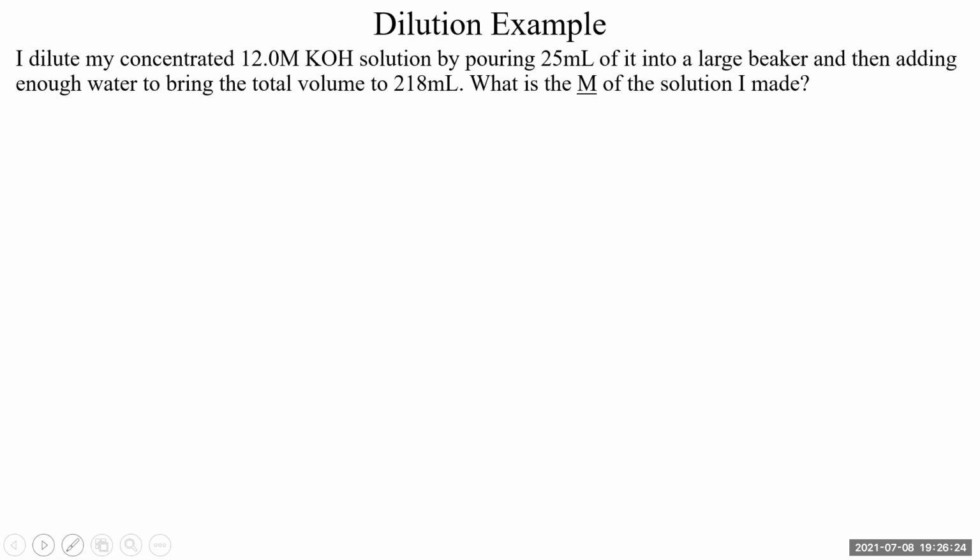So I dilute my lab stockroom solution of potassium hydroxide from 12 molar, extra concentrated. Any double-digit molarity is very concentrated. I want to dilute this down, so I dilute it down by putting 25 milliliters of it into a large empty beaker. Why do I need a large beaker? Because I'm probably going to have to add a lot of water to it.